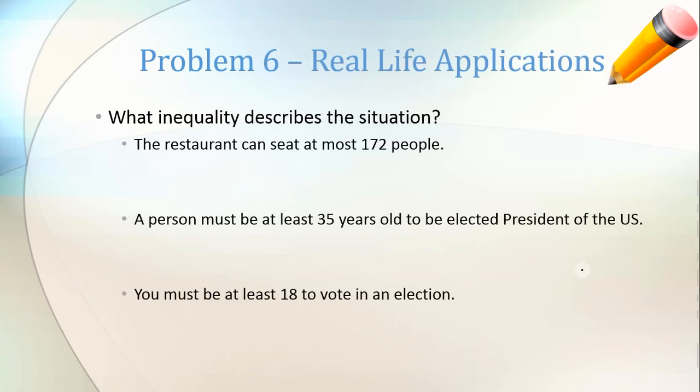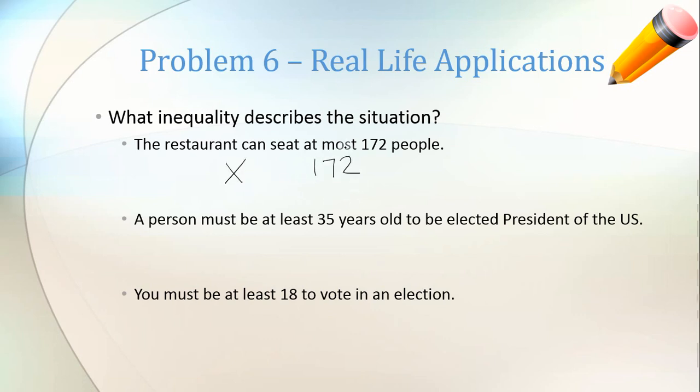Last ones for the night. So problem 6 is on real-life applications. You see a lot of inequalities everywhere. One thing that you see is restaurants can seat at most 172 people. So this is for fire code reasons. You can only have 172 people safely in this building. So I need to be able to write the inequality. So I'm going to have x and 172.